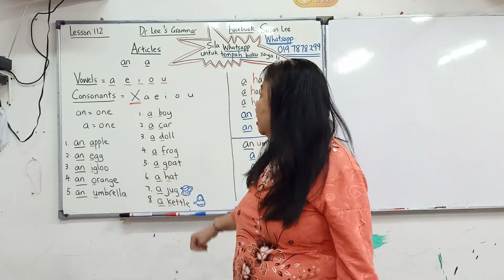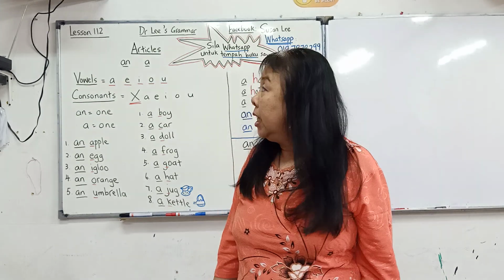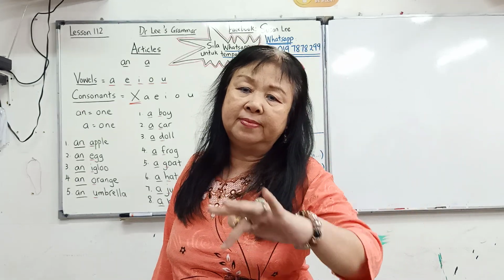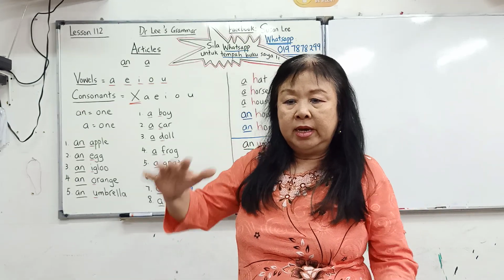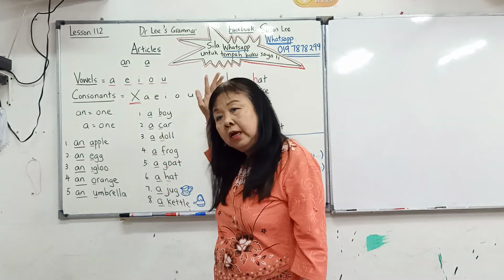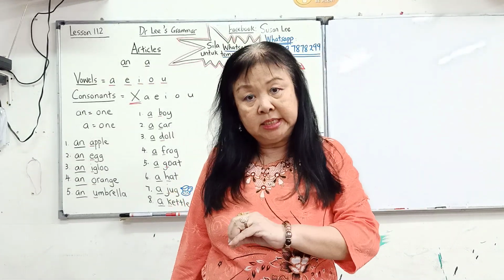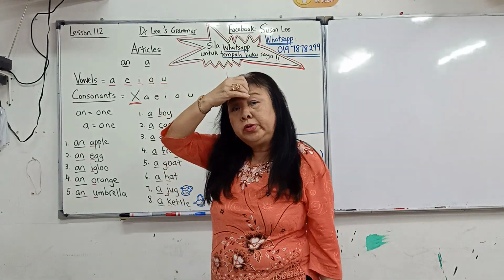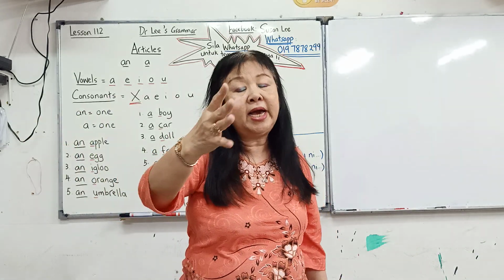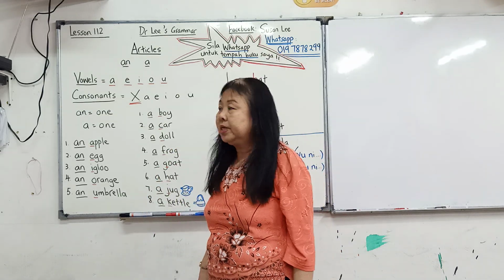Now, this lesson 112 is actually on articles: "a", "an" and "the". These three words are under the category of articles. But for this lesson, I will only touch on "a" and "an". Alright, first of all, you know that there are 26 letters or 26 alphabets. A, B, C, D, E until Z, or some people call it Zee. Zee is American.